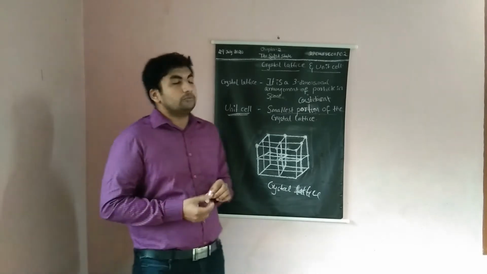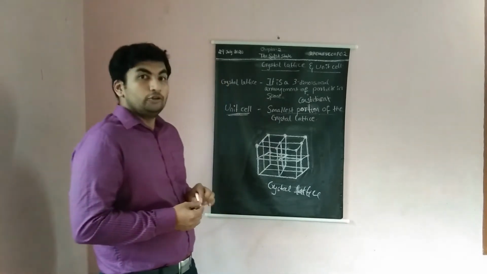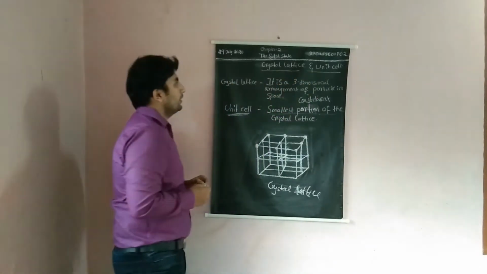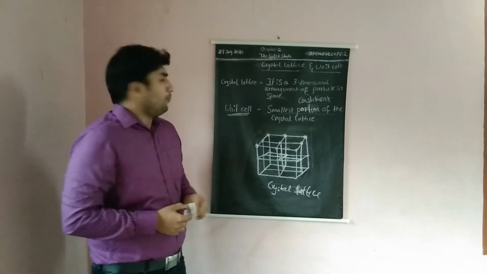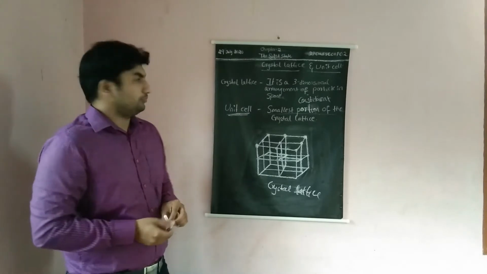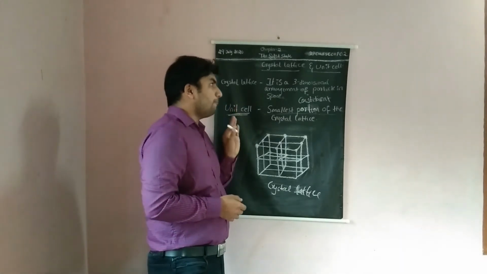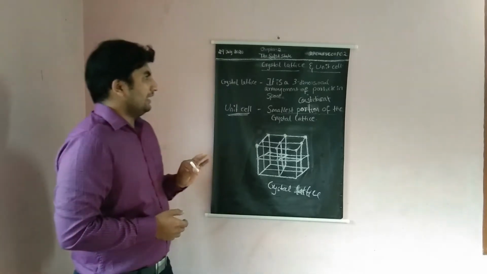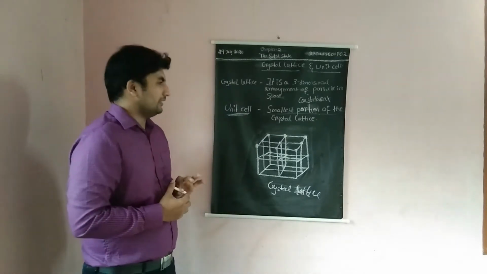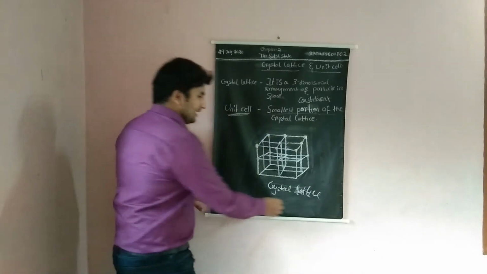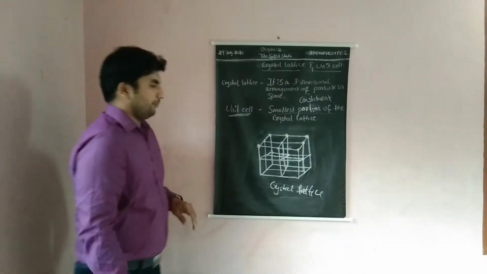Today in this video we will learn new topics, that is crystal lattice and unit cell. First we will learn the crystal lattice. It is a three-dimensional arrangement of particles in space. Here I draw one structure. See, this is the crystal lattice structure.